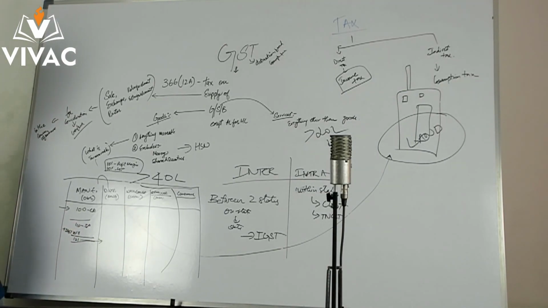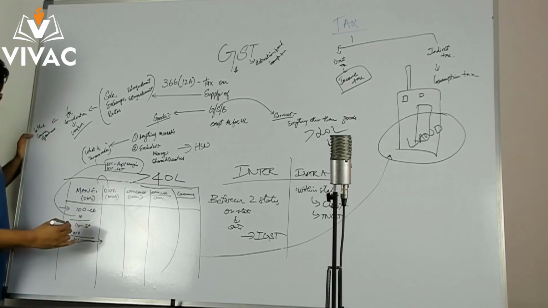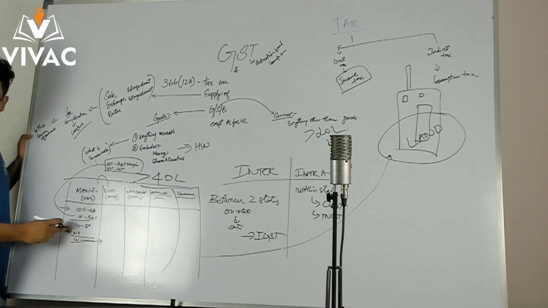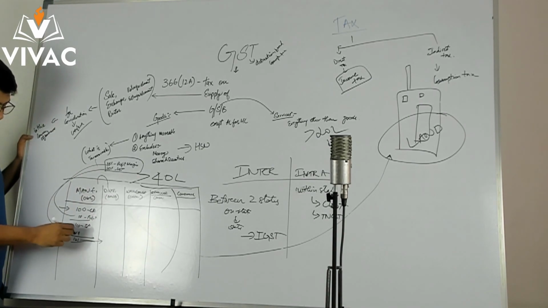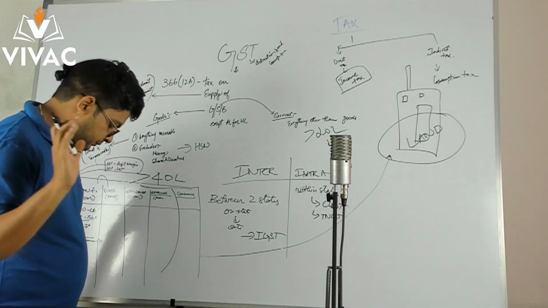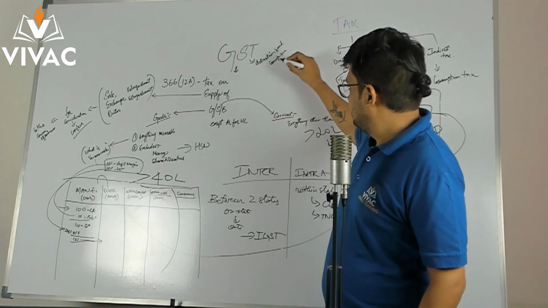Clear as well? Any doubt? 100 is the cost price. 10% is the profit margin. So 10 is profit. So cost plus profit is the selling price. 110 is the selling price. On the selling price, you will charge 10% GST, which is 11, so 121. Clear till here? Okay. Now, what is GST?